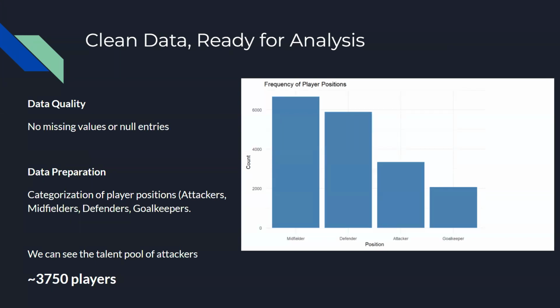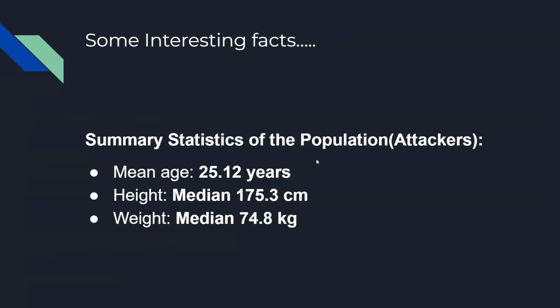The data set we're using is from the SoFIFA data, sofifa.com, and it is up to date as of 4 months ago. There were no missing or null entries. Since we are focused only on the strikers or the attackers, we have approximately 3,750 players in our talent pool. Some interesting facts for our attackers: the mean age was 25 years, the height was 175 centimeters, and the median weight was 74.8 kilograms.